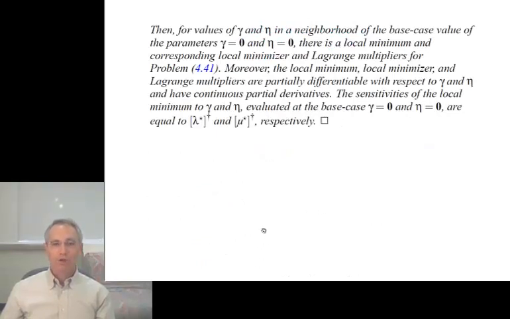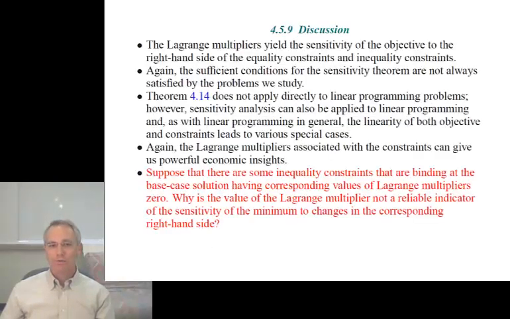Well, if those conditions hold, then for gamma and eta in a neighborhood of the base case values, there's a local minimum, local minimizer, and Lagrange multipliers. And moreover, if we consider the local minimum and consider its sensitivity to gamma and eta, then the sensitivity to gamma is lambda star transpose, the sensitivity to eta is mu star transpose. Again, the Lagrange multipliers yield the sensitivity of the objective to the right-hand side of the equality constraints and the right-hand side of the inequality constraints.